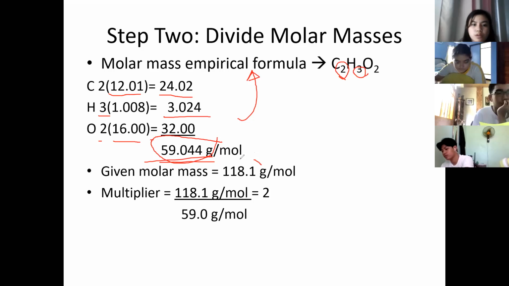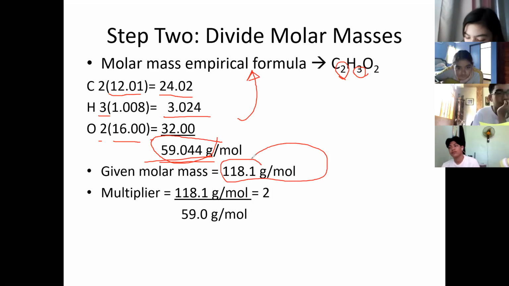The experiment ends up with a molar mass of 118.1. Divide that mass by the empirical formula's mass, you'll get the answer of 2. Is it exactly 2? Let's try. 118.1 divided by 59.044. You'll get the answer 2.0002, which is basically equal to 2.